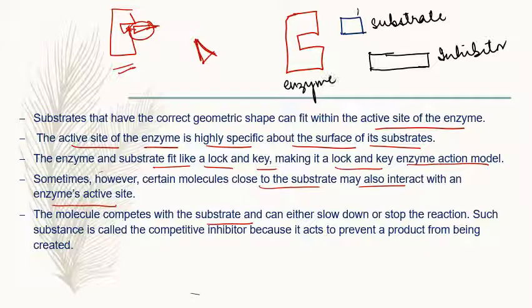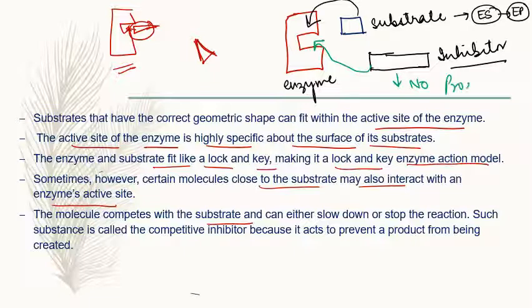If enzyme forms bond with substrate, then it leads to the formation of enzyme substrate complex, which will later on form enzyme product, right? But if this is inhibitor, this also will have a tendency to bind with this active site, right? So if it binds to this, then there will be no product. Why? Because this is inhibitor, right?